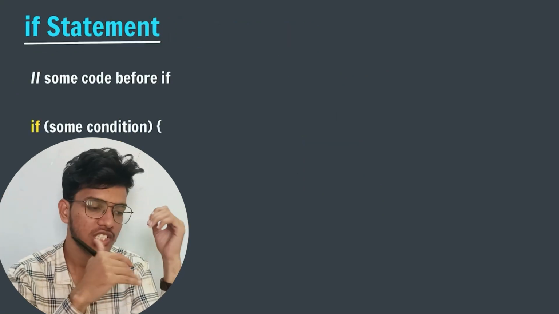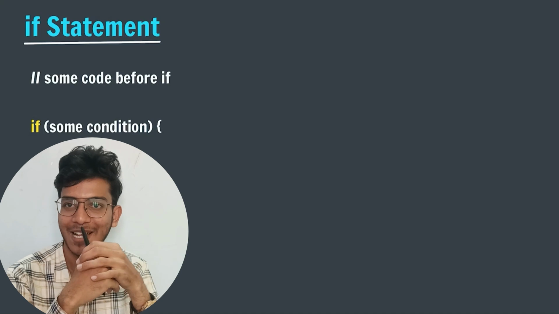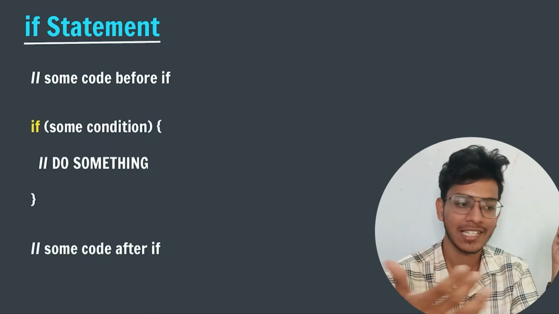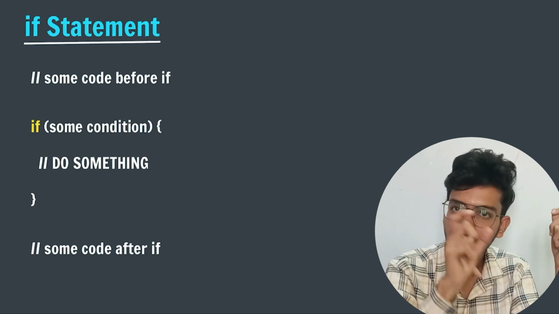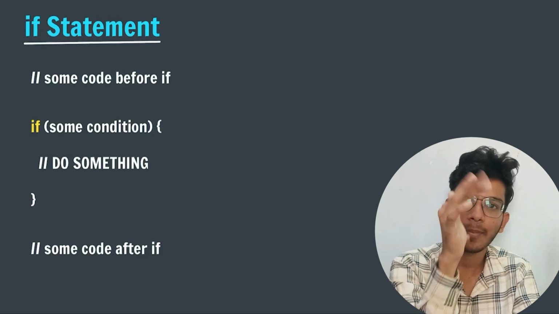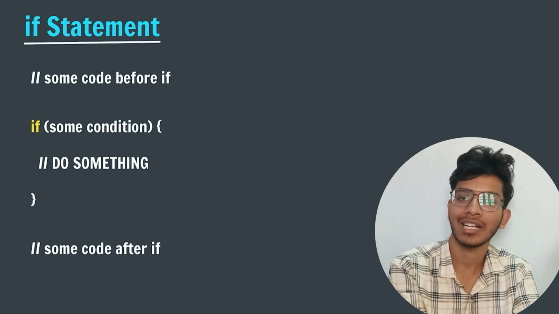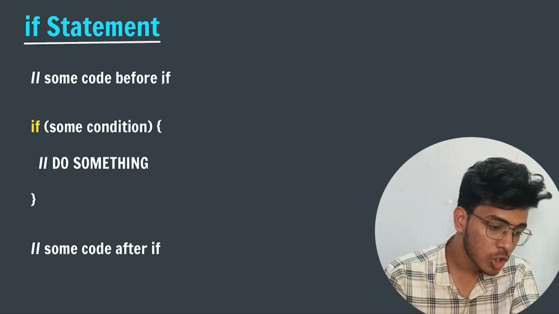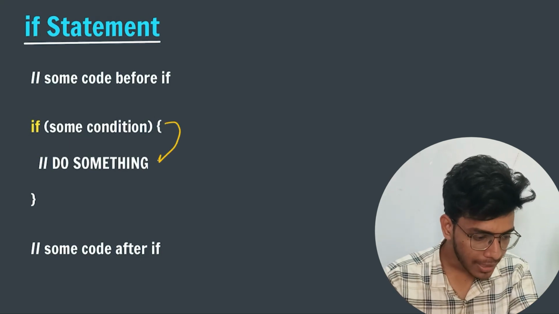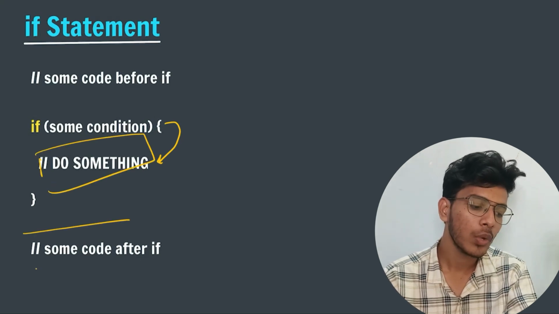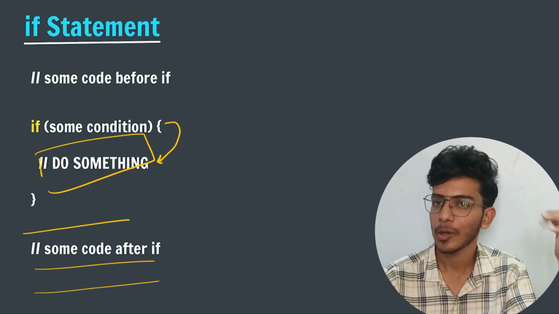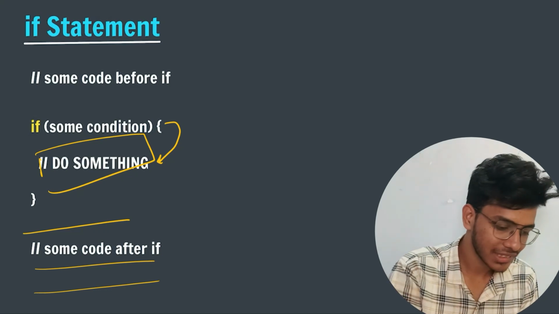Let us begin with our first condition, the if condition. To create an if condition in our JavaScript document, we will write the if keyword. After it, in the parenthesis, we will give some condition. If that condition is true, then it will come into this block, or else the code will continue. Now let us see this.